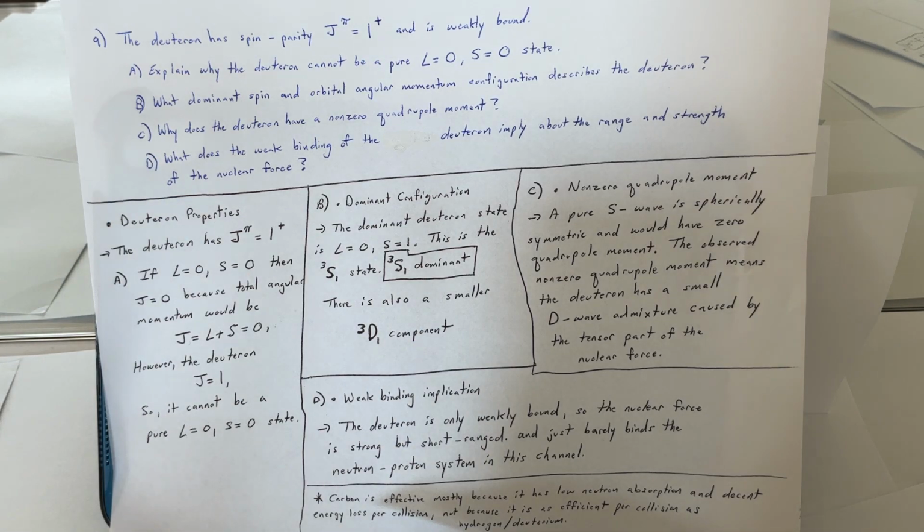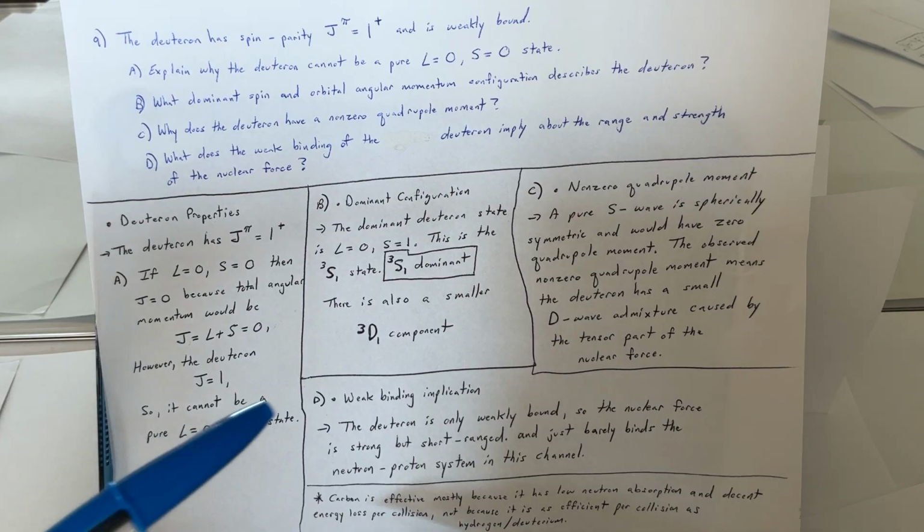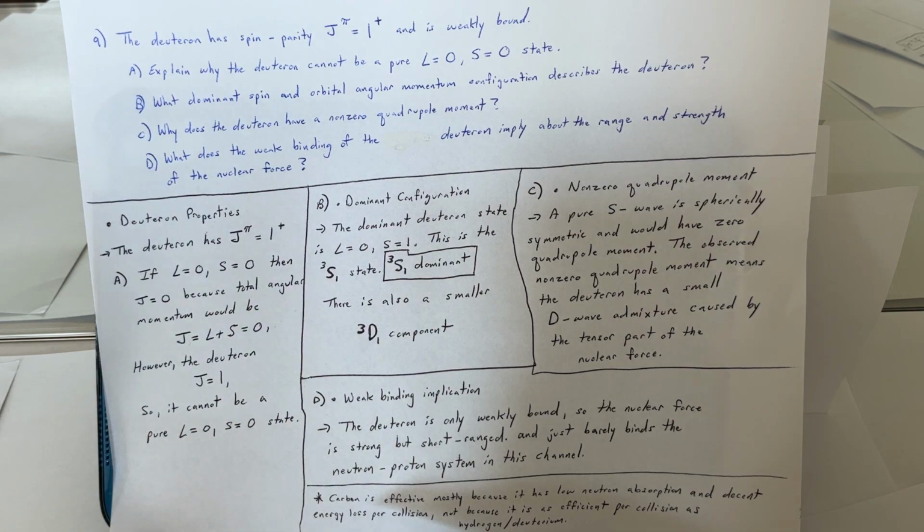And part D, what does the weak binding of the deuteron imply about the range and strength of the nuclear force? So for part D, the deuteron is only weakly bound. So the nuclear force is strong but short-ranged and just barely binds the neutron-proton system in this channel.